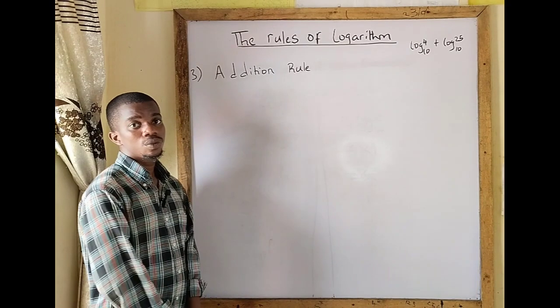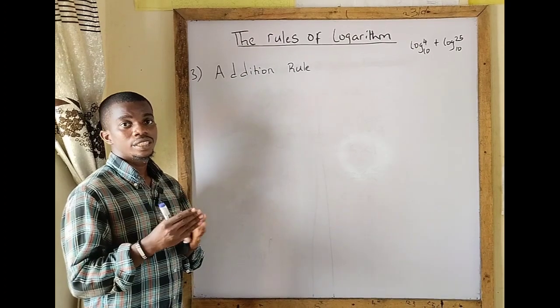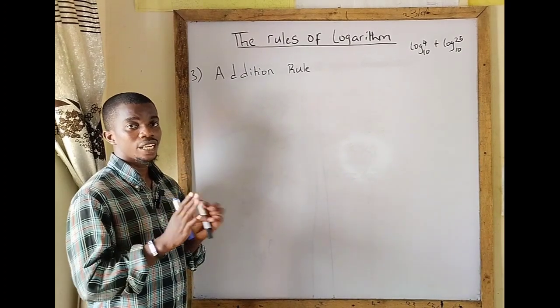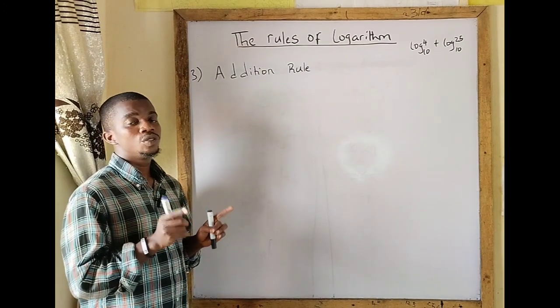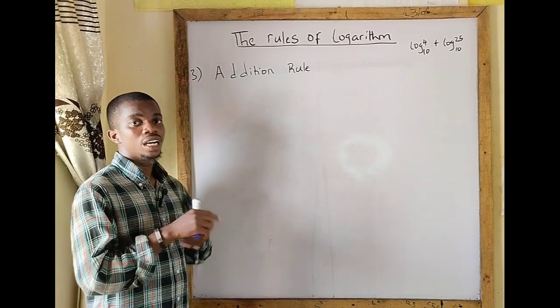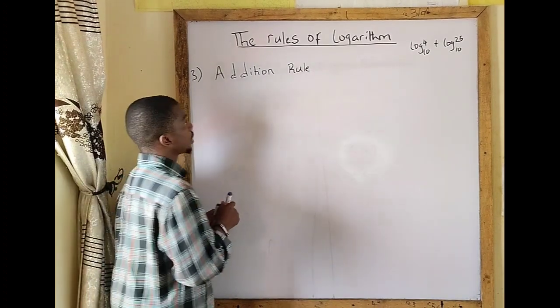Next rule is the addition rule, and this rule states that whenever you have two logs added, provided the bases are the same, you take the log to a common base and multiply the numbers. This is what I mean.